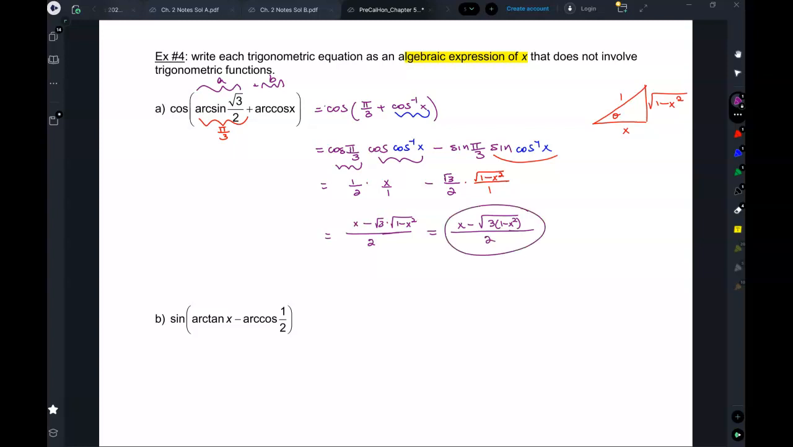Now, people will try to factor this, 1 minus x, 1 plus x. No need, because it's not going to help you progress further in the problem. People want to distribute the 3. No need. It's not going to help you progress any further in solving this problem. This is it. It's good. We're done. Nice and clean.